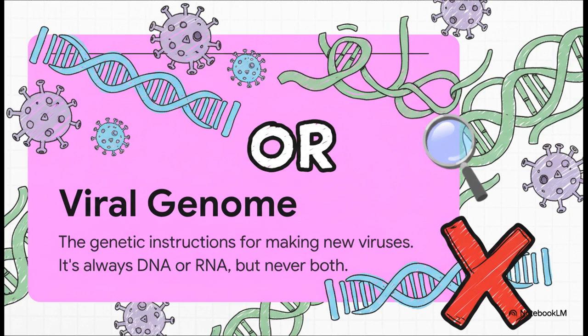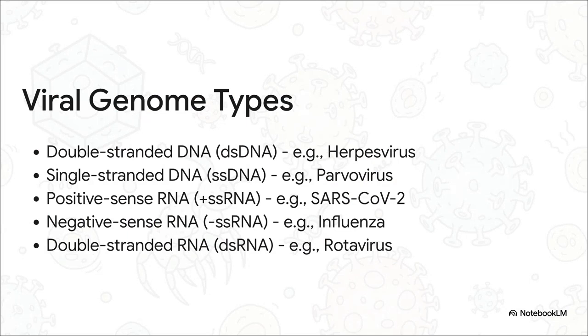Now, there's a really important rule in the virus world, and it's this. A virus will have either DNA or RNA, but it never, ever has both. And that one simple fact basically defines its entire game plan. And these blueprints are definitely not one size fits all. Viruses have come up with this incredible variety of ways to store their code. You've got your double-stranded DNA viruses like herpes virus, and then you have single-stranded RNA viruses like SARS-CoV-2 and the flu. Each and every one of these genome types needs a totally different strategy to hijack a cell, which just goes to show you how adaptable these little machines really are.